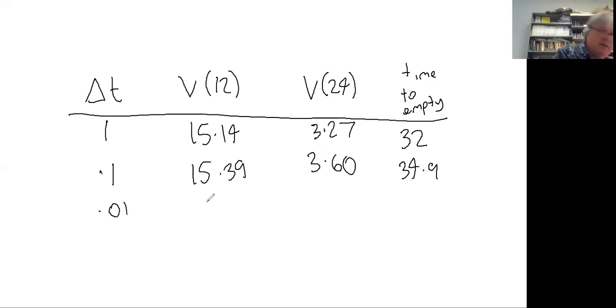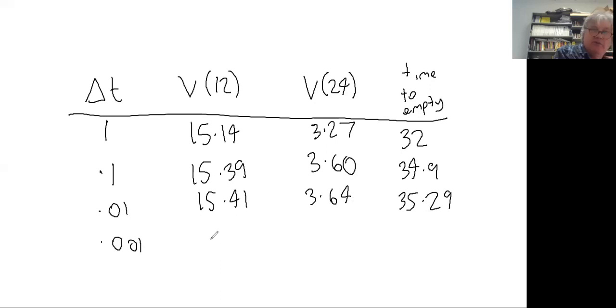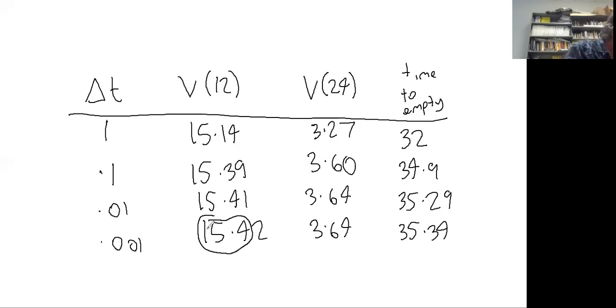Well, let's have a look at 0.01. We've got 15.41. So V12 is definitely stabilizing. 3.64 and 35.29. And so we might just do one more. We get 15.42, 3.64, and 35.34. And so we can see that after 12 hours, there's 15.4 cubic feet, 3.6 cubic feet at 24 hours, and it takes around this many hours to empty.